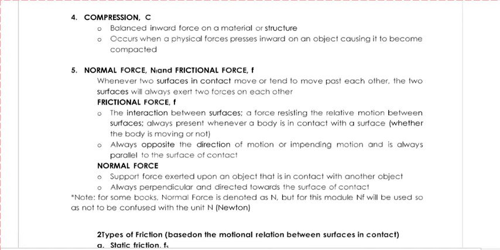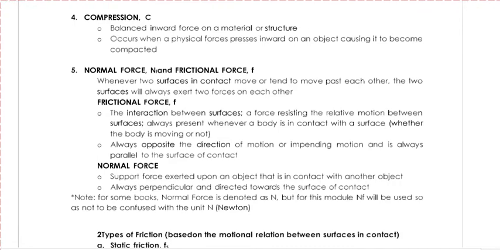Next one, normal force. So, NF na siya ngayong symbol sa iba ng mga books. And frictional force, ang symbol niya na small letter f. So, whenever two surfaces are in contact, move or tend to move past each other, the two surfaces will always exert two forces on each other.